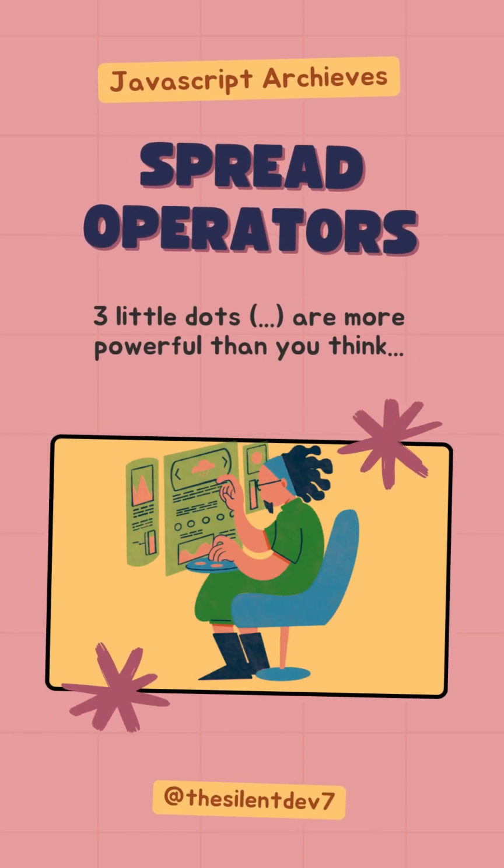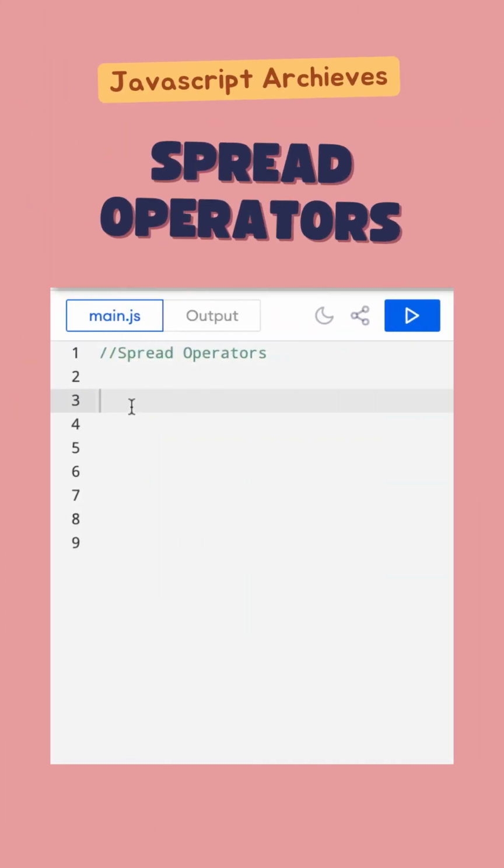Hey folks, have you heard about spread operators in JavaScript? Those three little dots? They're more powerful than they look. Let's say you want to copy an array.